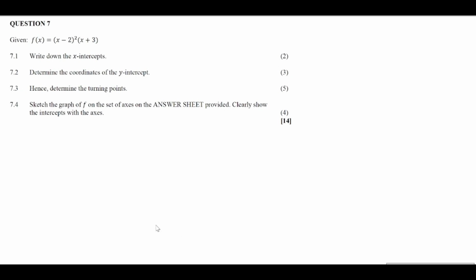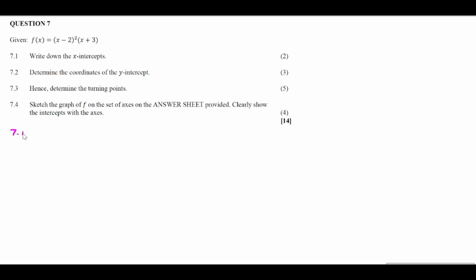Welcome to question number 7 of the June examination 2025. Let's see how we do this. This is curve sketching. They say, given f of x equals (x minus 2) to the exponent of 2, multiplied by (x plus 3), write down the x-intercepts.